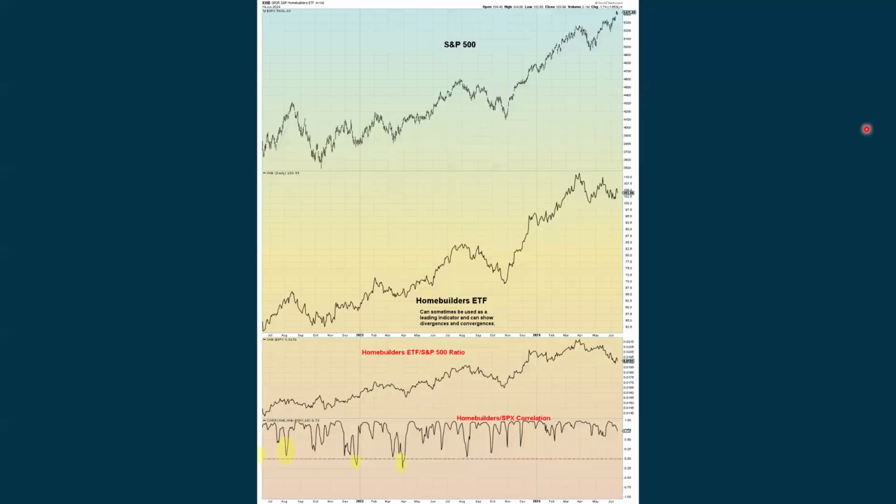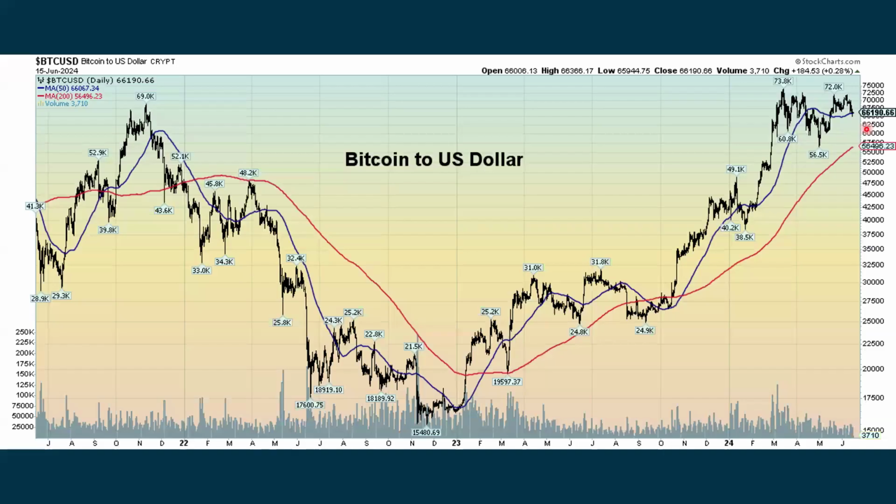And then we look at a home builder study here, and I'm not going to take time to explain this because we're really not getting anything from this chart. Bitcoin, which has been doing okay, but it's really falling back over the last few sessions. It had been able to get above 70,000. Now it's starting to drop into the mid 60s.